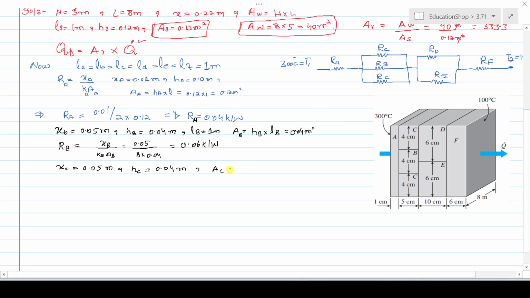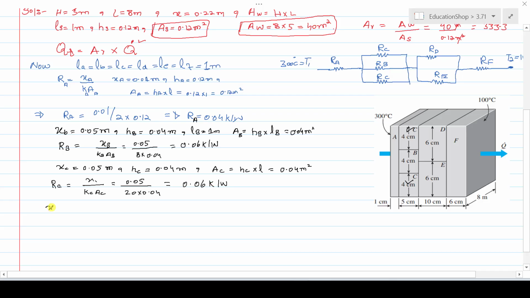Then the area of this C section is HC multiplied by L, and that is 0.04 meter square. Now the RC value is X, that is 0.05, divided by the area, and the value is 0.06 Kelvin per watt.